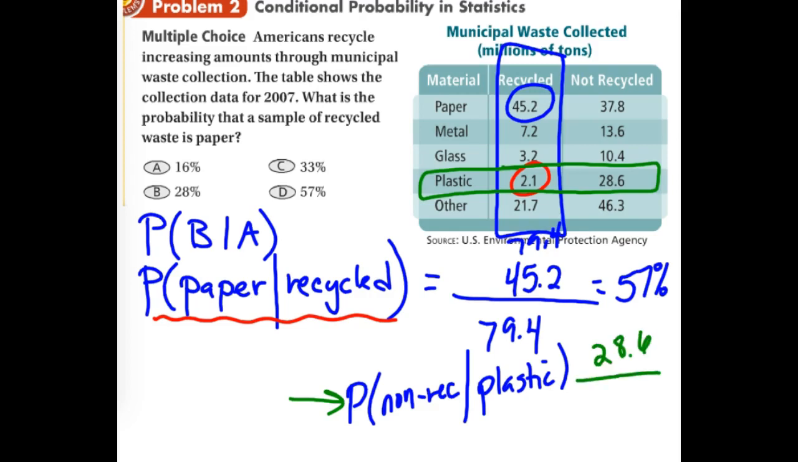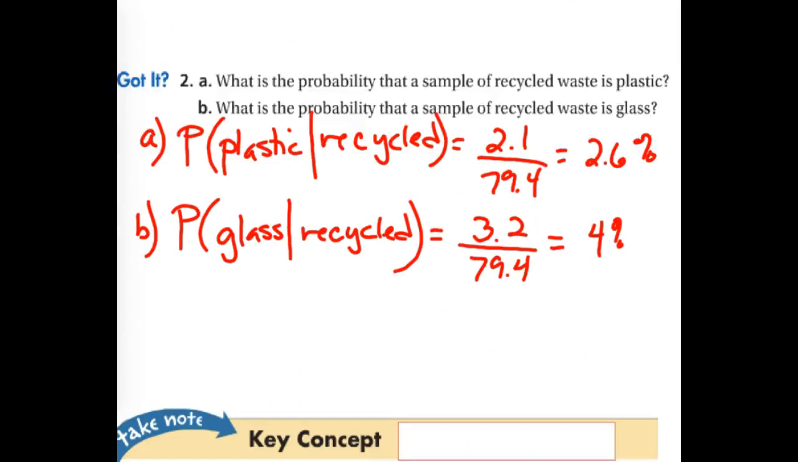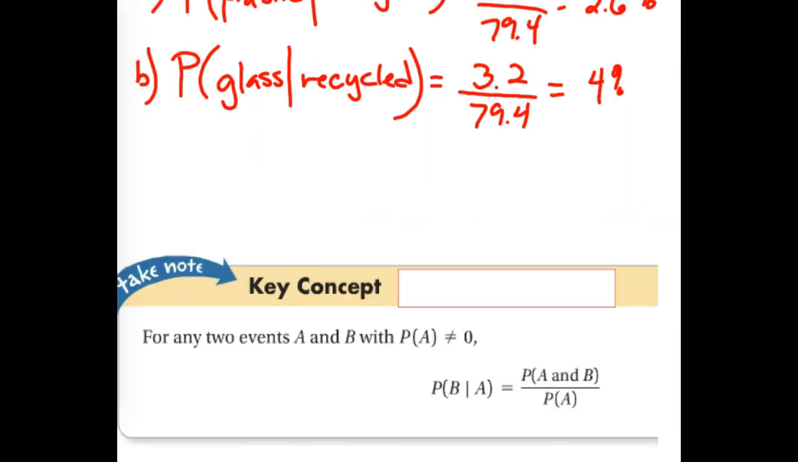So we would have to take 28.6 divided by, what do we have, 30.7? Does that make sense? So keep in mind that the given doesn't have to be a column. It can be a row. Okay?